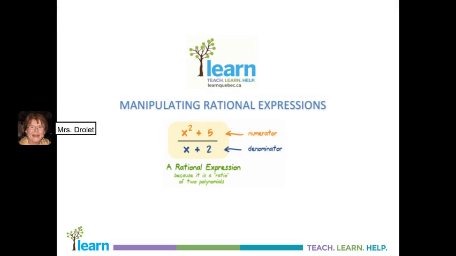A reminder that a memory aid is provided for you so that you know all of the steps for manipulating rational expressions. In the next tile, the link is provided to that memory aid. I hope it helps you.